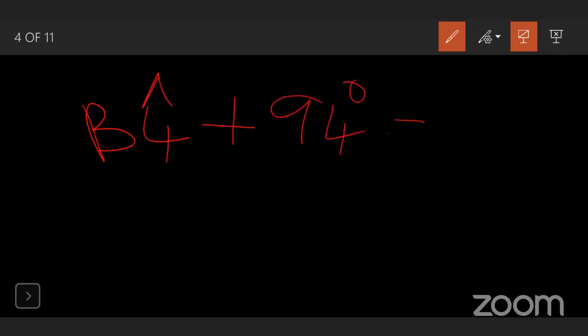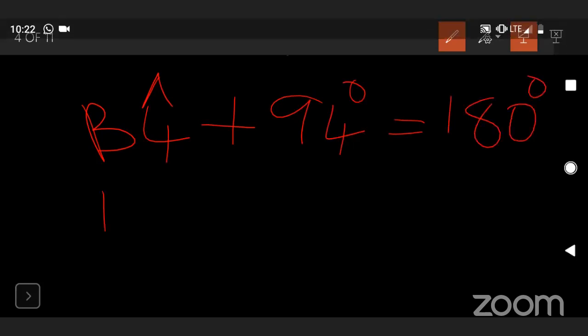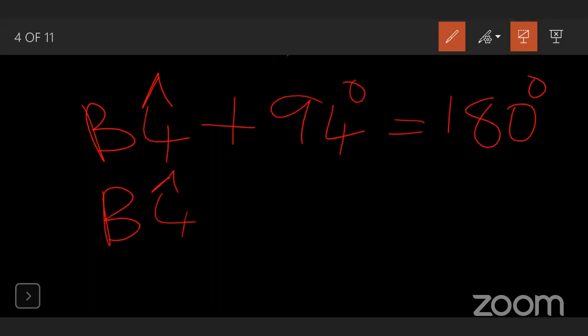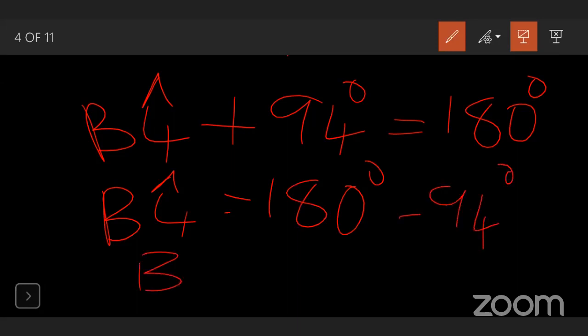Ne? So let's calculate. We have our B4 angle plus 94 degrees equals 180 degrees. And then we'll have our B4 angle equals 180 degrees minus 94 degrees. And then our B4 will be 86 degrees. That's our angle B4.